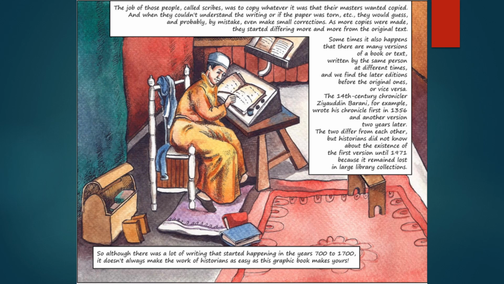Sometimes it also happens that there are many versions of a book or text written by the same person at different times, and we find the later editions before the original ones or vice versa. The 14th century chronicler Ziauddin Barani, for example, wrote his chronicle first in 1356 and another version 2 years later. The two differ from each other, but historians did not know about the existence of the first version until 1971 because it remained lost in large library collections.